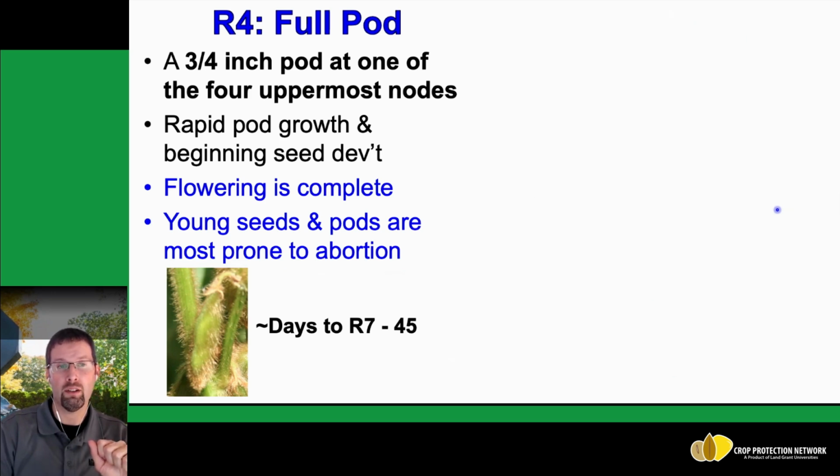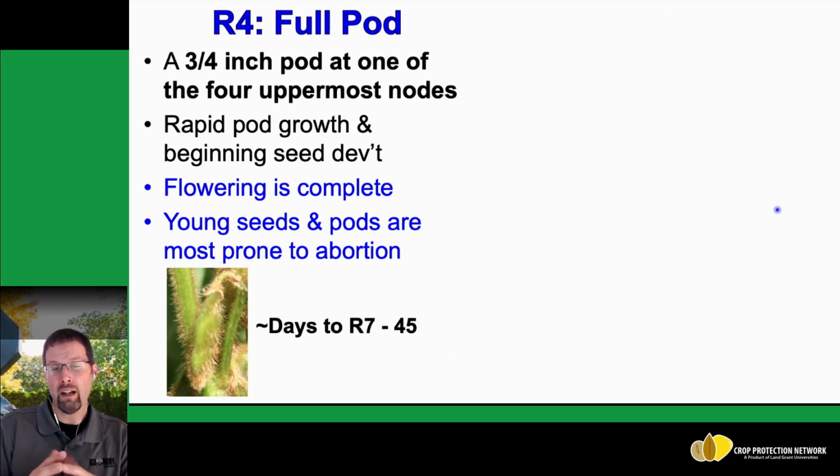with these growth stages. So R4 is going to be when you have a full pod, or a 3/4 inch pod or longer on the upper four nodes. We have this rapid growth in pods, and seeds are beginning to develop lower in that canopy. Flowering is pretty much complete. You might catch up 1 or 2 here and there, but any stresses that occur at this point really are going to be hitting your young seeds and developing pods. So in other words, if we have a stress, we can arrest seed development, we can lose pods and have some pretty significant yield loss.